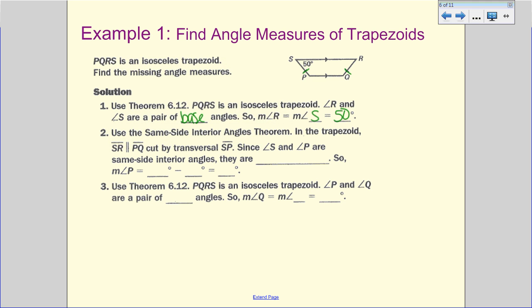If we use the same side interior angle theorem in the trapezoid, we know that because we're cutting a parallel line by a transversal, these angles are going to be supplements.